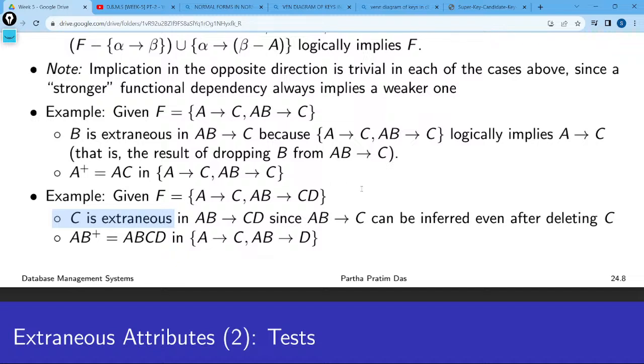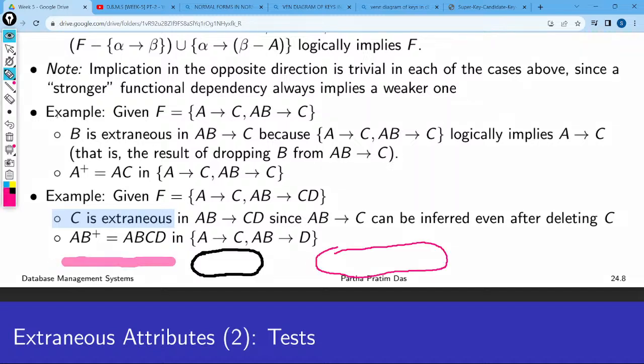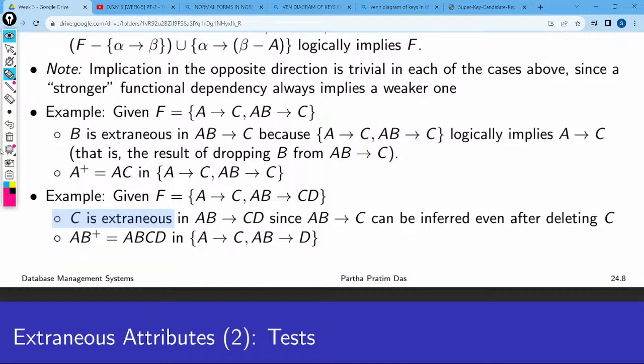You were thinking, why did we not remove B in this case? Because if we had removed B, we would have violated the decomposition law. And as I have told multiple times, we cannot decompose a given functional dependency. So then why did we remove C?